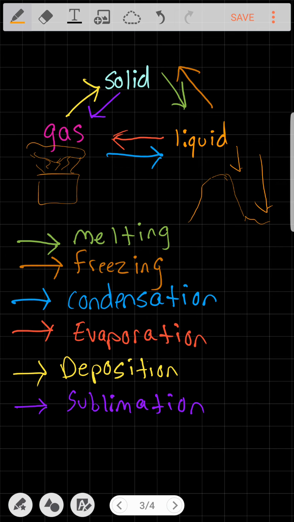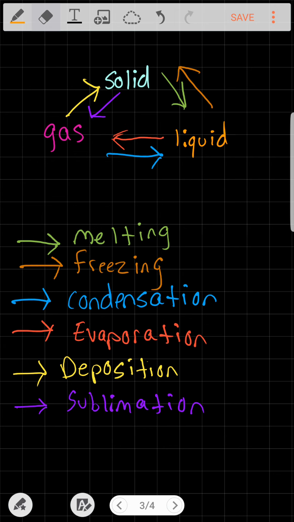Now, these are all properties of water, and when we get to describing matter, we're going to be talking about its melting point, its freezing point, and where it is on its triple point or on a phase diagram. We're going to be talking about those ideas.